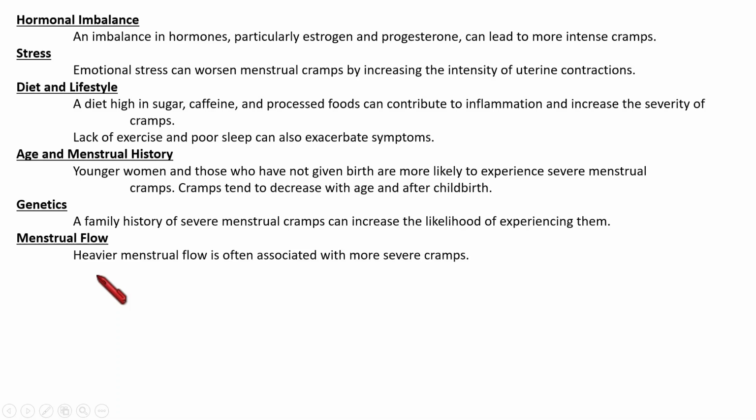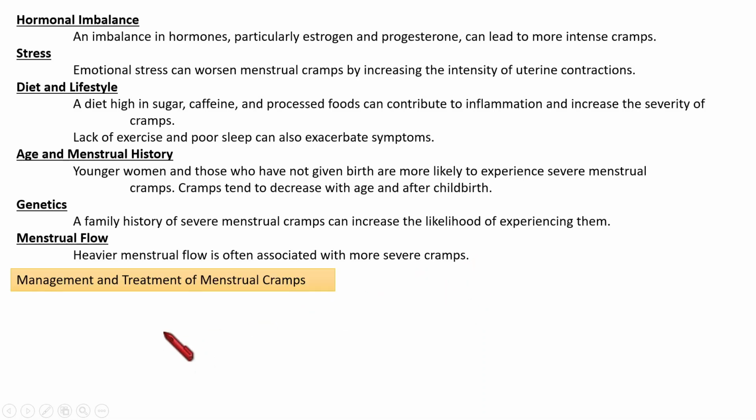Then menstrual flow. So what's the role of menstrual flow? If a woman is having a heavier menstrual flow, then that is also associated with severe cramps, severe pain. So on the days when there is heavier menstrual flow, there is also a chance to have severe cramps. How can we manage? How can we alleviate? How can we reduce these menstrual cramps?